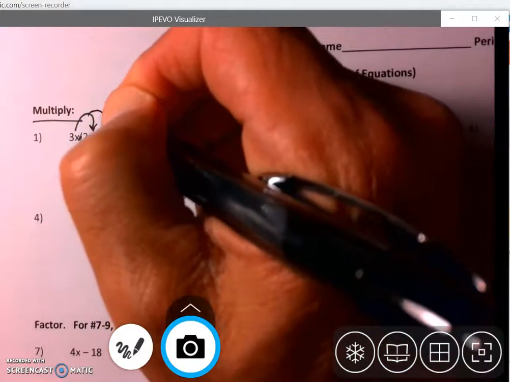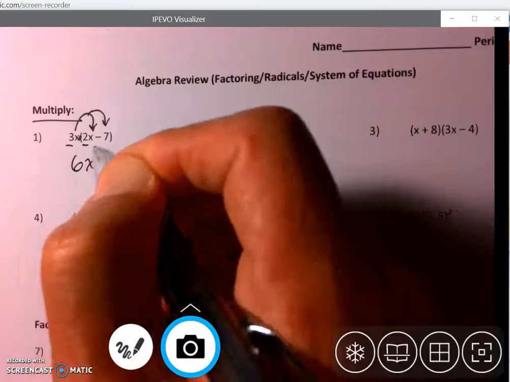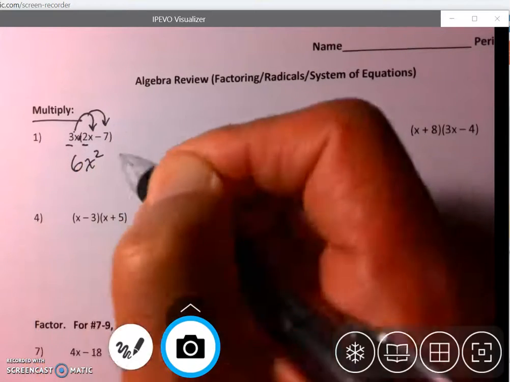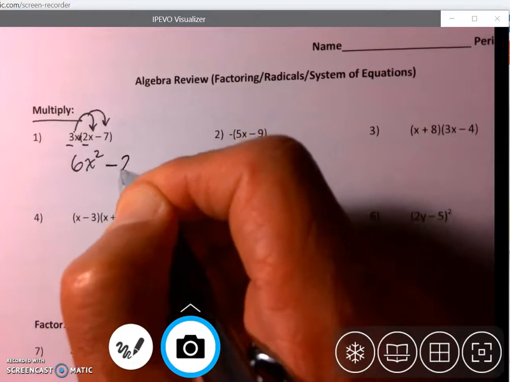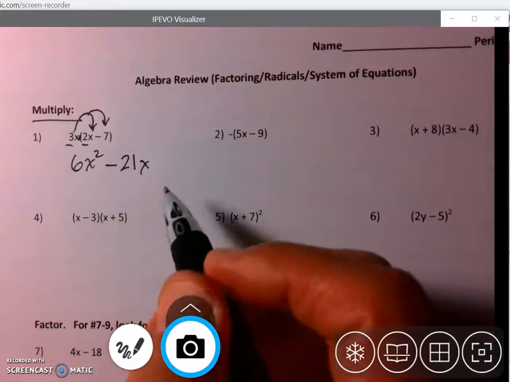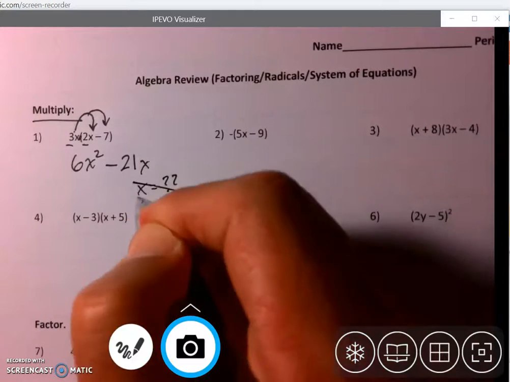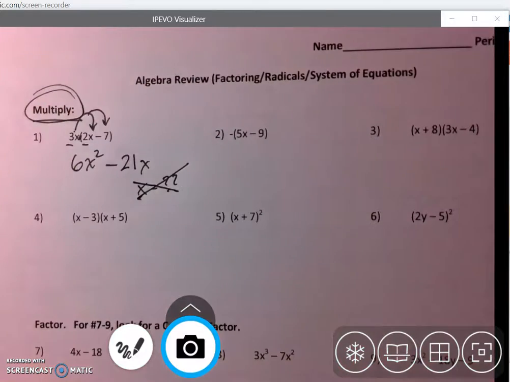We multiply it with the front, multiply the back, and 3 times 2, of course, is 6. X times x is x squared. 3x times 7 is negative 21x. Don't lose that x. Don't put an equal sign anywhere and say x is equal to some number here, because there's no equal sign. All we ask you to do is multiply, not solve.